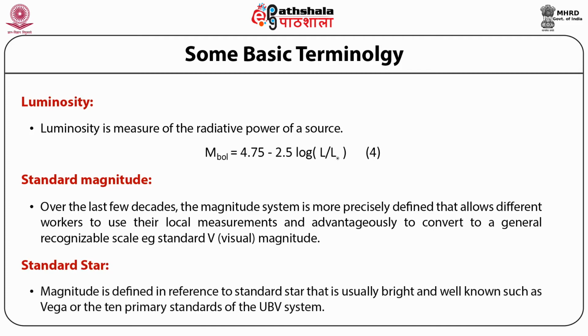Magnitude is defined in reference to the standard star that is usually bright and well known, such as, for example, Vega or the then primary standards of the UBV system. Methods of photometry. So what are the various methods which are used to do the photometry?